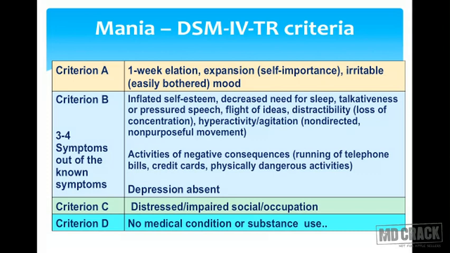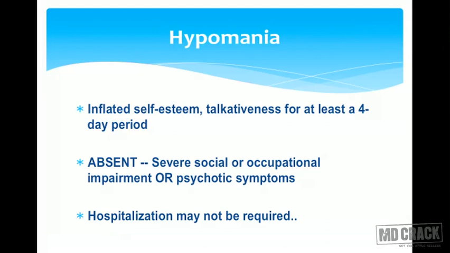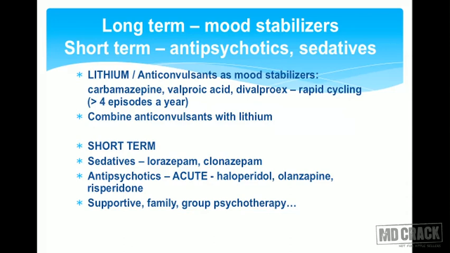Criterion C indicates distressed or impaired social and occupational functioning. And criterion D is you must rule out medical condition or substance use. So that's mania. Hypomania, as the word indicates, is a less severe form in which there's inflated self-esteem and talkativeness for at least a 4-day period, and severe social or occupational impairment or psychotic symptoms are absent. Then you call it hypomania. Hospitalization may not be required in a case of hypomania.